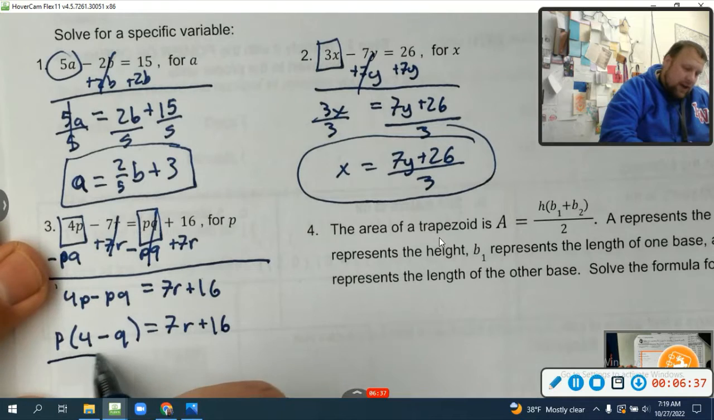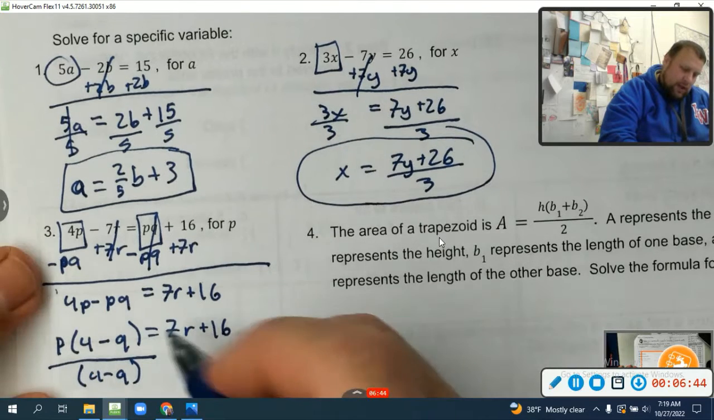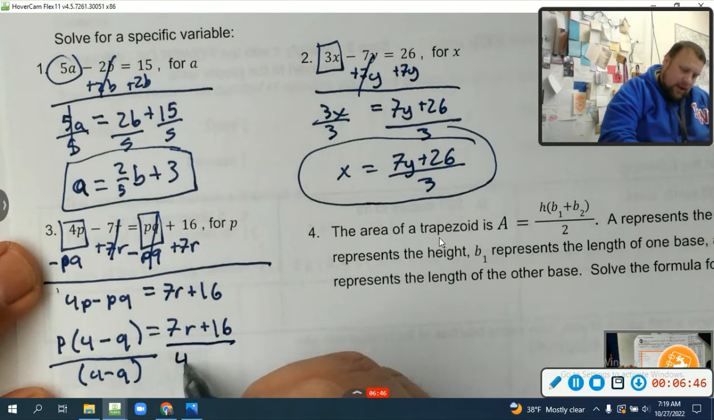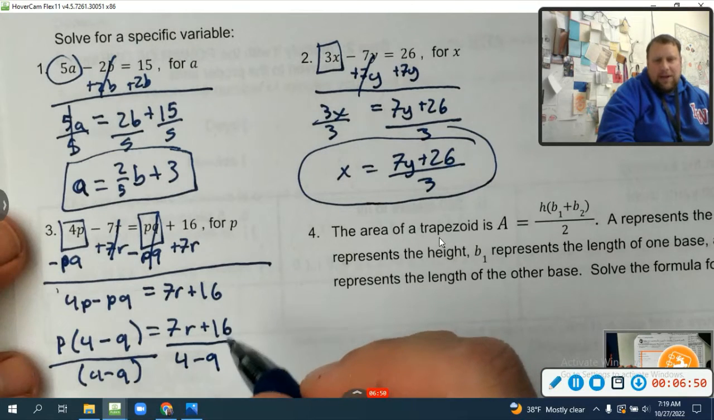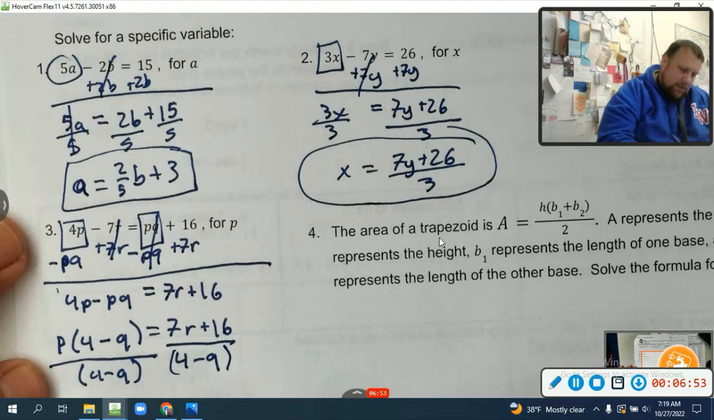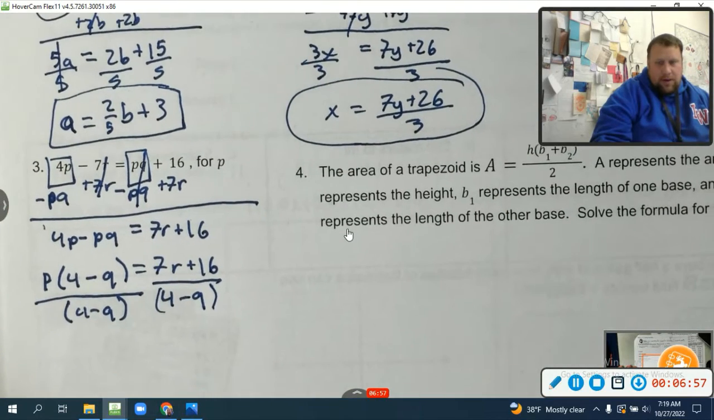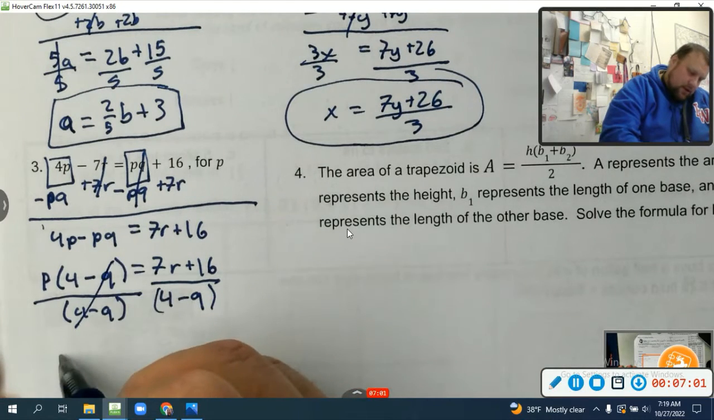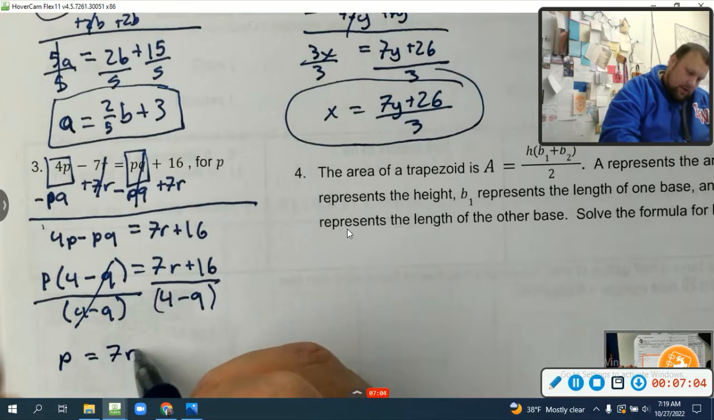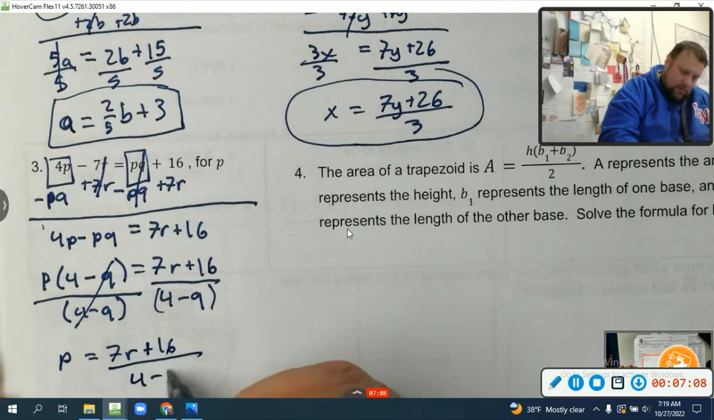We're just dividing by everything in the parentheses, 4 minus q, because a number next to a parenthesis means multiply, so I'm just undoing multiplication. Dividing by 4 minus q. Don't have to put it in parentheses, really, because being under a fraction bar means it, but I do anyway to start off with. And now, what I'm going to do is go, all right, that crosses out. I'm left with p equals 7r plus 16 all over 4 minus q.